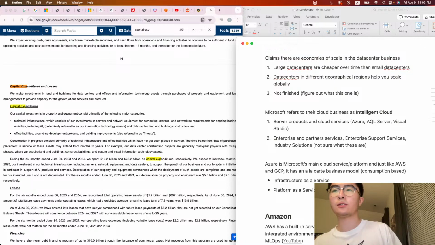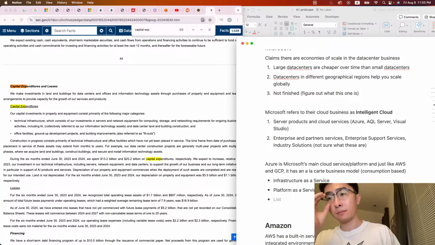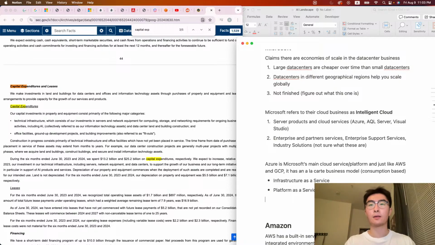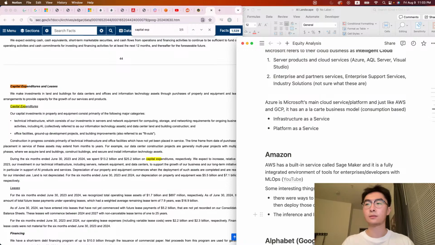Platform as a service. Excuse me. Okay. It's all done by AWS. Inference and load management is all done by AWS.